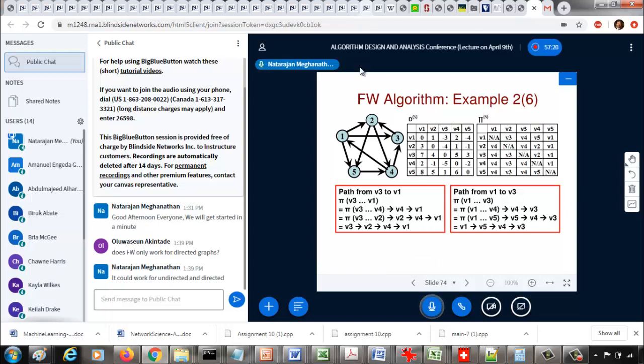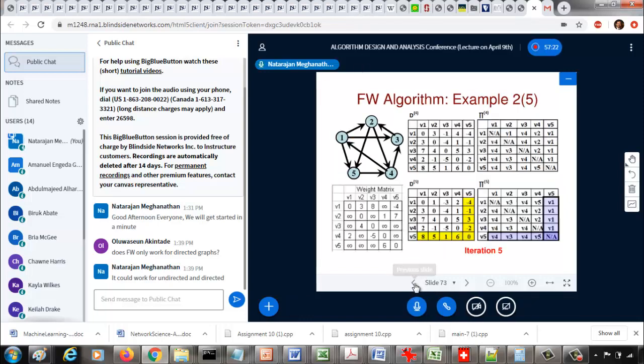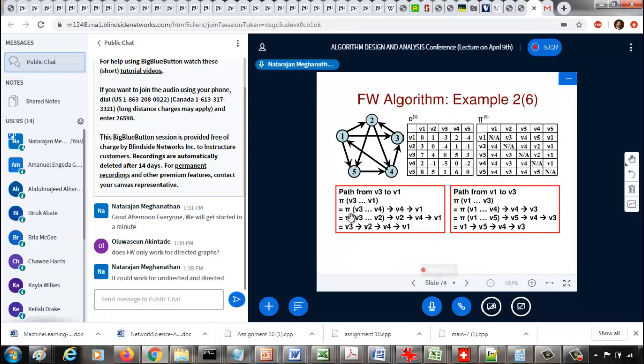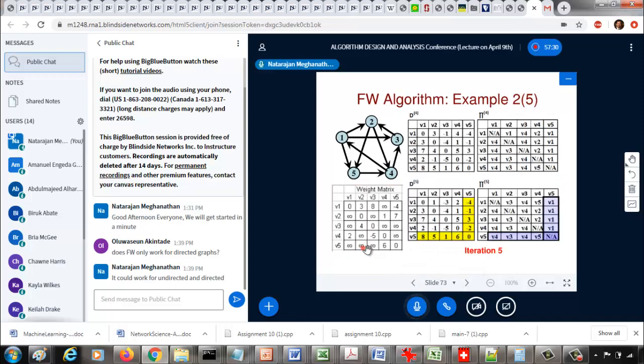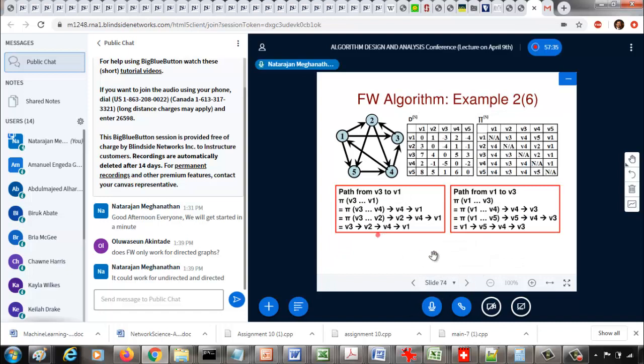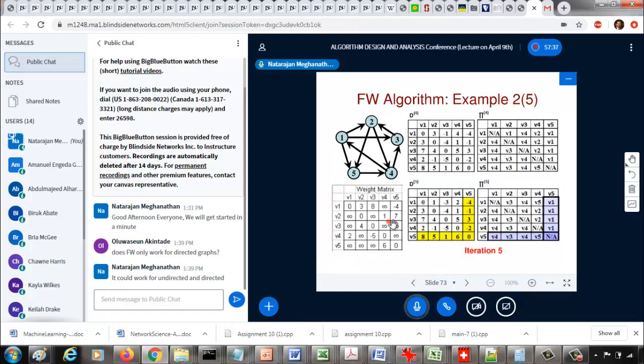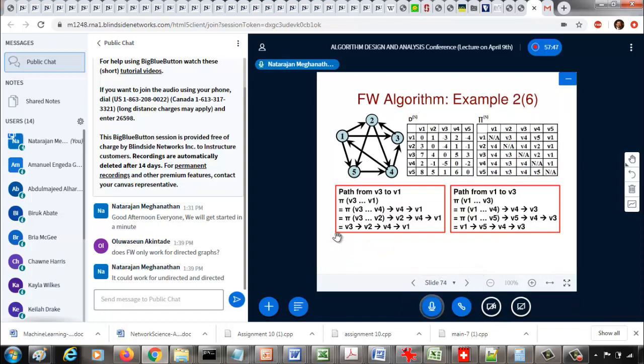Of course, I did not give you the edge weights on the graph, but I have given you the initial weight matrix, so you can make use of it. V3 to V2 in the initial weight matrix is 4, and V2 to V4 is 1, so 4 plus 1, 5 so far, and V4 to V1 is 2, so 5 plus 2, 7. So 7 is the path weight from V3 to V1, and that's the path weight we have from V3 to V1. So you can always cross check whether everything is right.